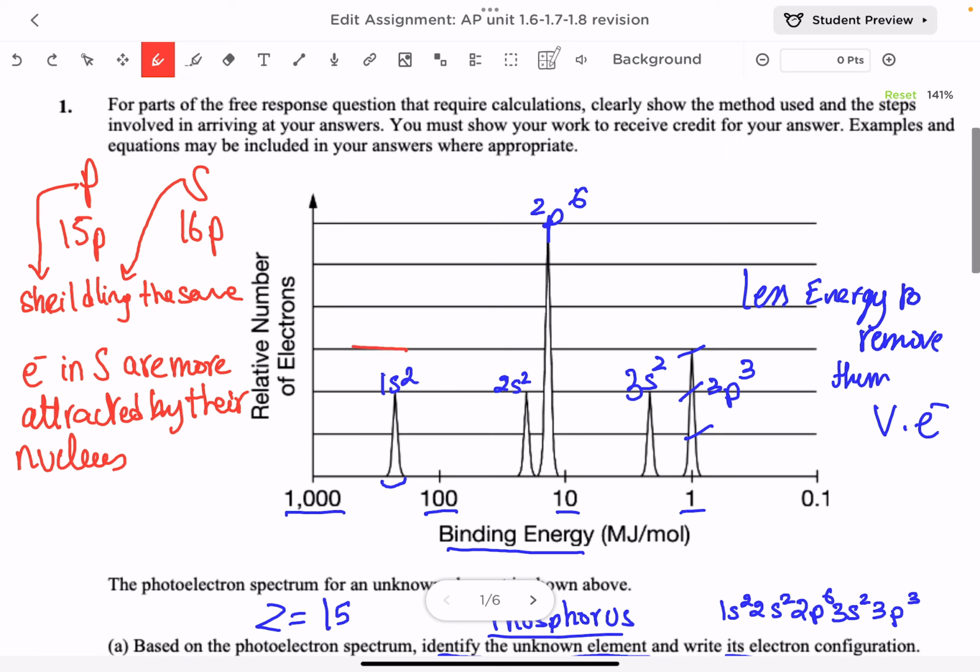So going this direction on the peak requires more energy. Going this direction requires less energy. And if I draw it on the same peak, that would be the same energy.